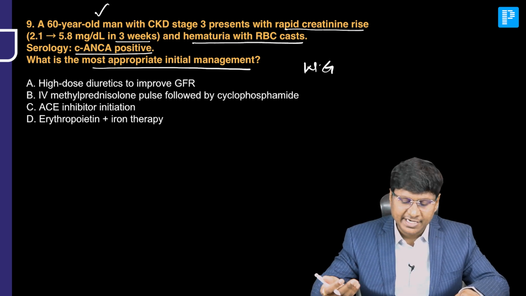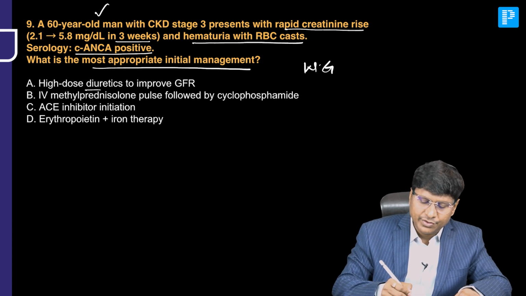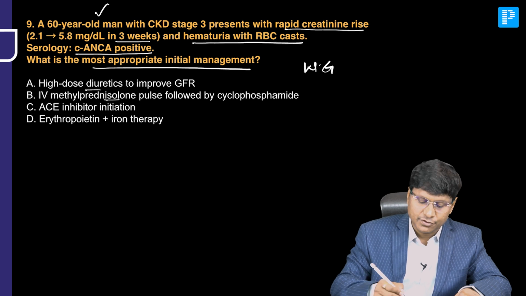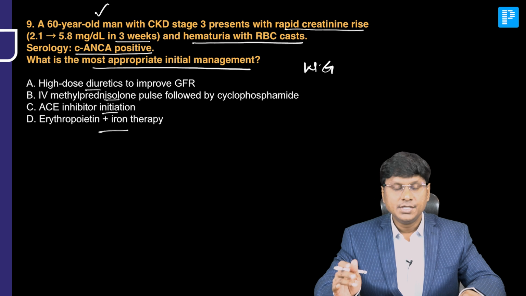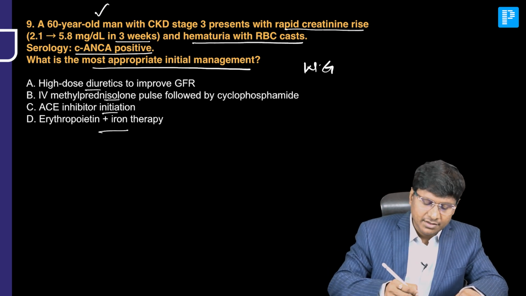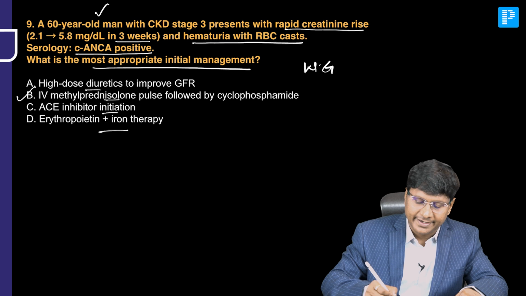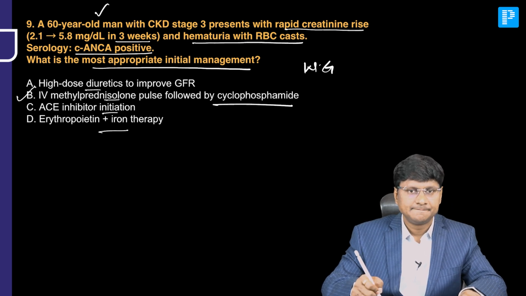So in case of Wegener's granulomatosis, it is a small vessel vasculitis. You see the options. High dose diuretics to improve the GFR, IV methylprednisolone pulse followed by cyclophosphamide, ACE inhibitor initiation, erythropoietin plus iron therapy. So Wegener's granulomatosis, which is a small vessel vasculitis, what you should give is intravenous methylprednisolone pulse followed by cyclophosphamide, right?